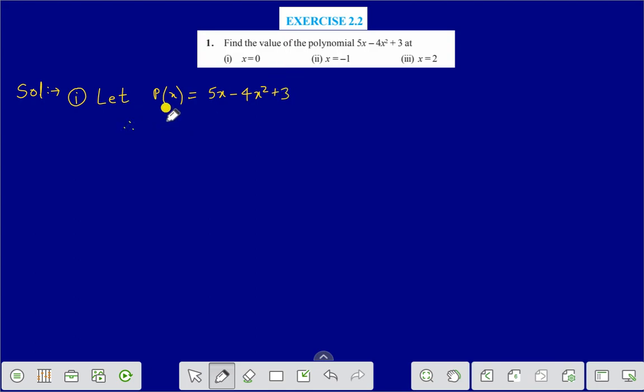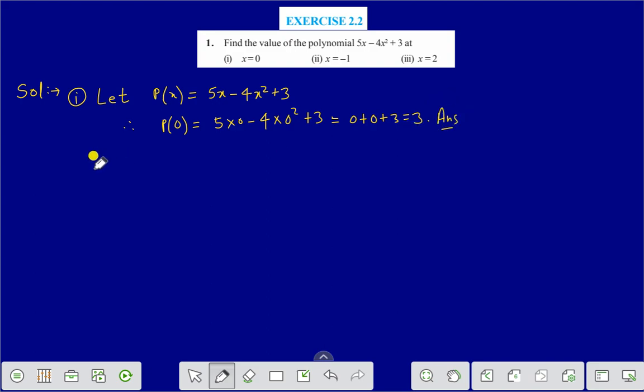If we find p(0), then we are getting 5 into 0 minus 4 into 0 square plus 3. Then we are getting 0 plus 0 plus 3. Therefore, the answer is 3. Therefore, we get p(0) is equal to 3, and that is the answer of question number 1.